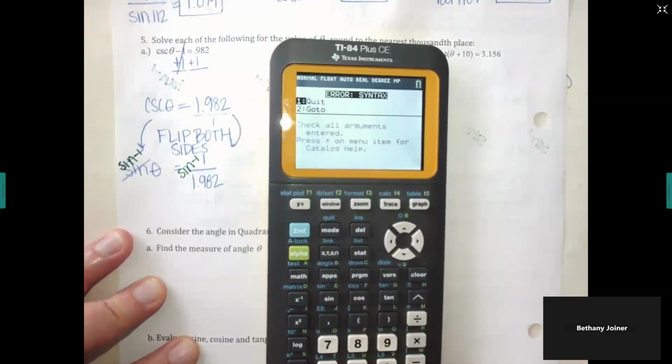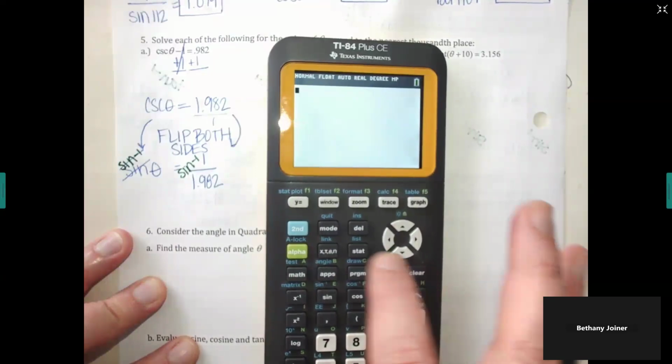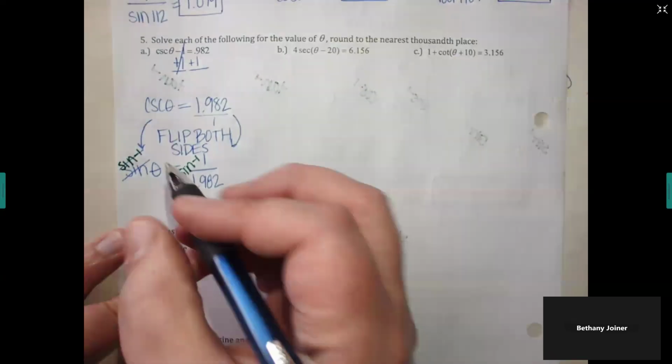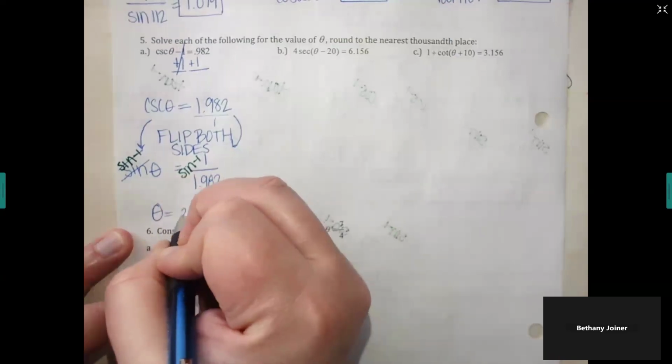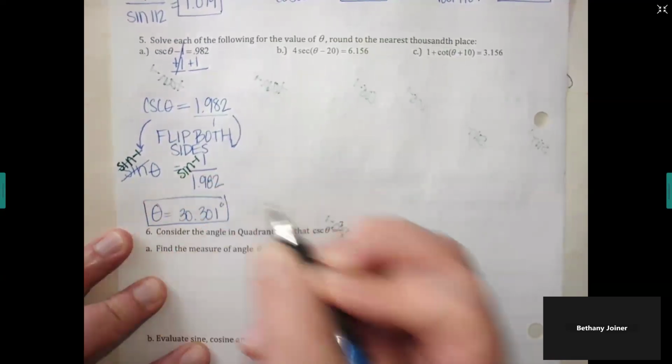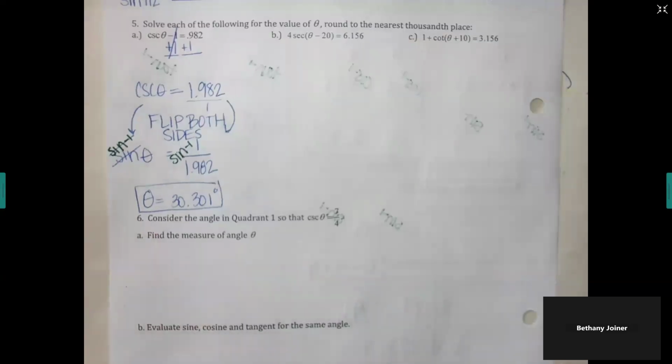Oh, oops, second sine. 1 over 1.982. 30.300. But then we're going to round it to be 30.301. Okay, then remember that's an angle measure, so that would be an acute angle because it's less than 90 degrees.